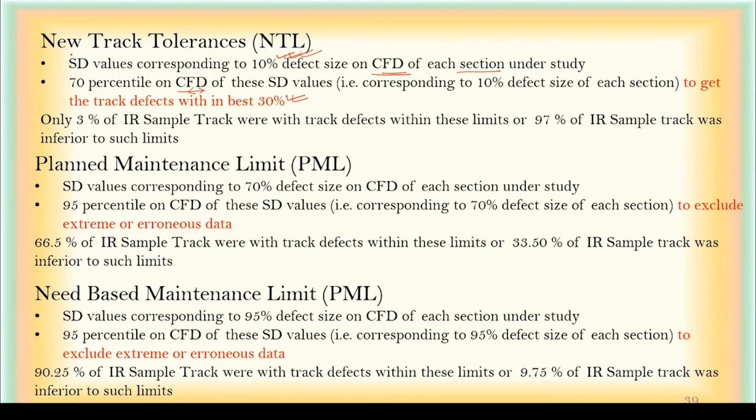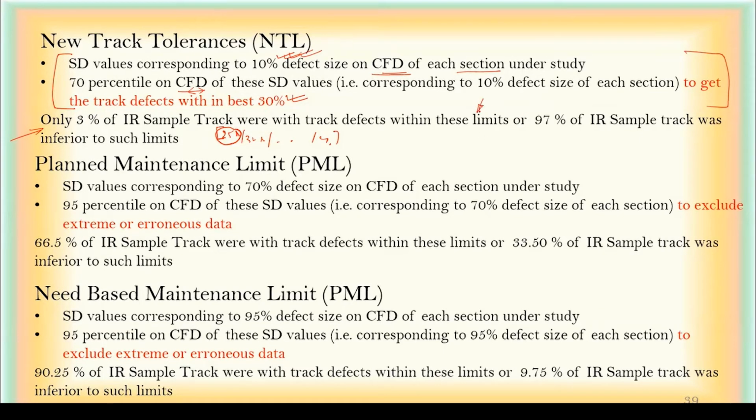So with this analysis we can conclude that roughly we can conclude, of course, this statement is not perfect, but roughly we can say that only 3% of Indian railway sample track means जो हमने 25 sections लिए या 32 sections लिए या 4 sections लिए 160 kmph के, तो इन sample tracks में only 3% of the tracks were track defects within these limits.